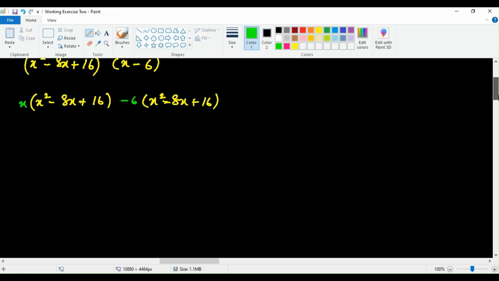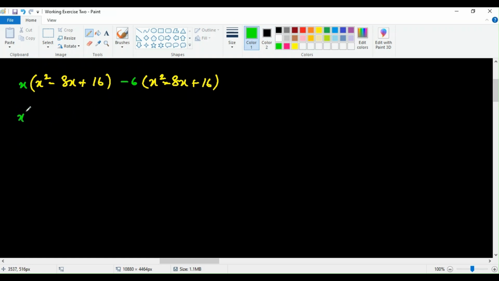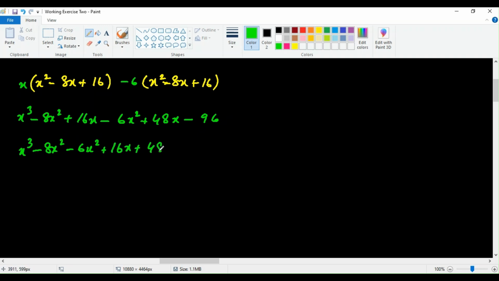Now when it comes to multiplication or simplifying, this is going to give us x cubed minus 8x squared and plus 16x minus 6x squared and plus 48x, and minus times plus is a minus. 16 times 6 is going to give us 96, and this is going to give us x cubed minus 8x squared minus 6x squared plus 16x plus 48x minus 96.